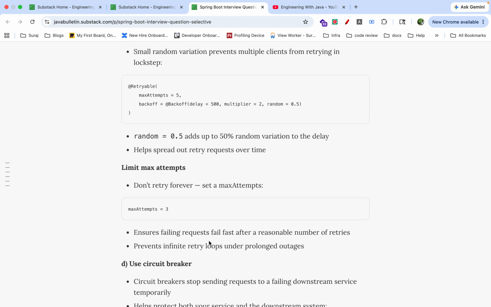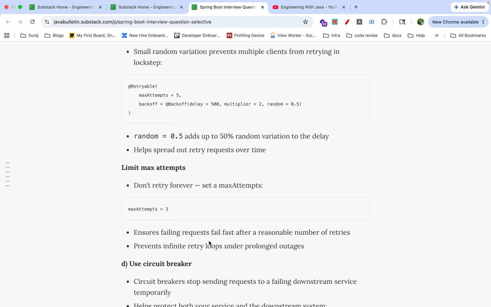One also good practice is that our max attempt should be capped. You shouldn't have infinite max attempts, because if there is a genuine error, you would keep retrying, and that just basically eats up your thread and resources. So there should always be a reasonable max attempt. You can judge that by what kind of system you're building.